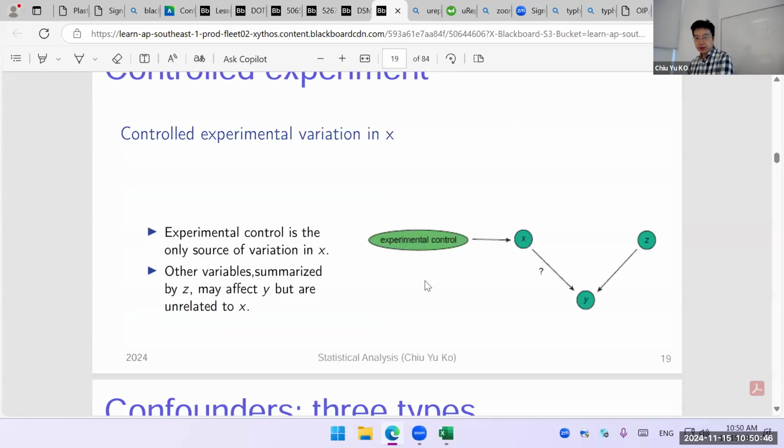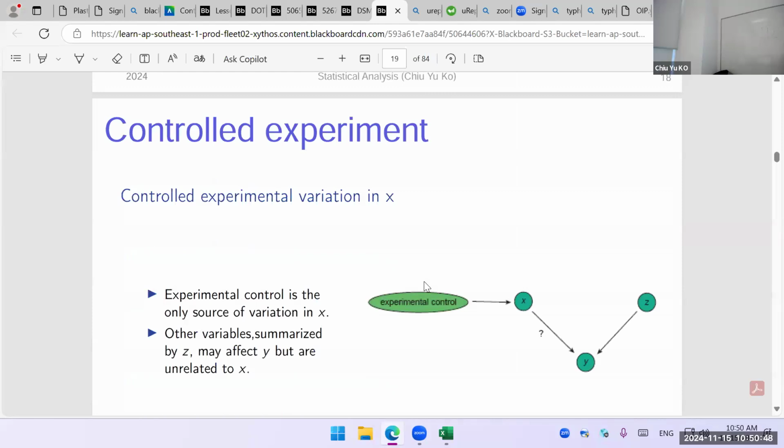So let's see the first thing. If it is you who design this variation, that's a good one. Then you just run the experiment. You run the regression based on your control, then you're done. You don't worry about this guy. That is easy.